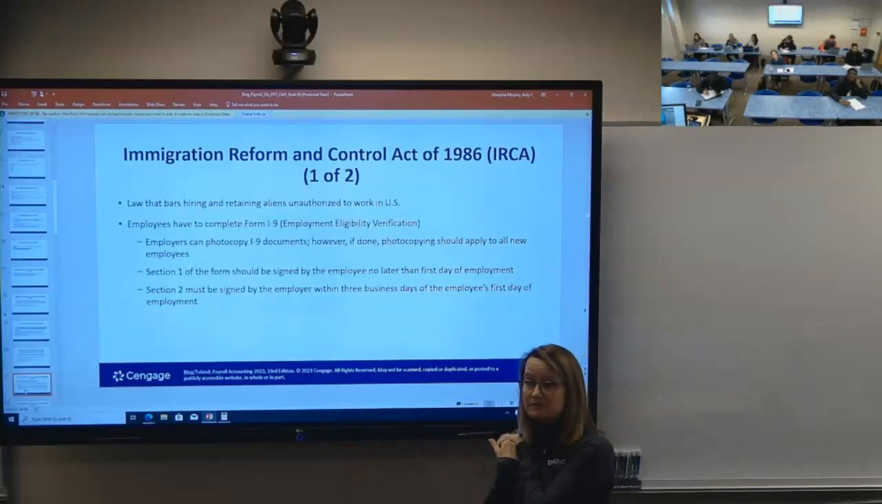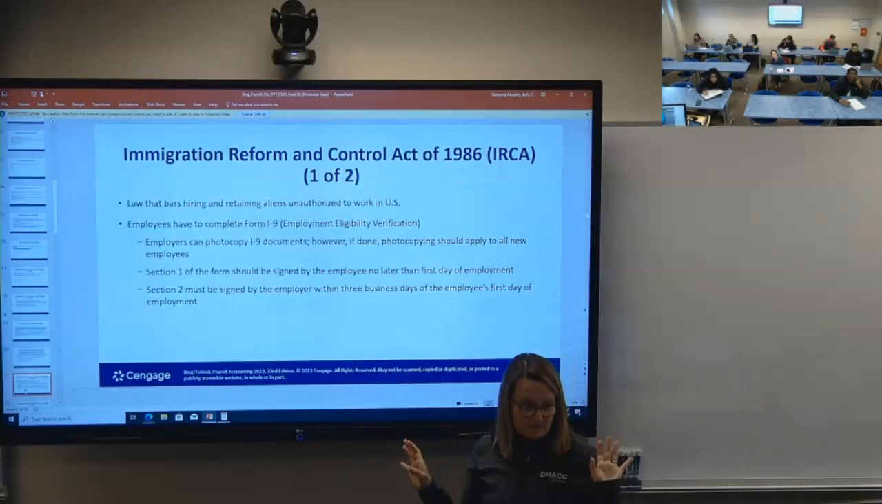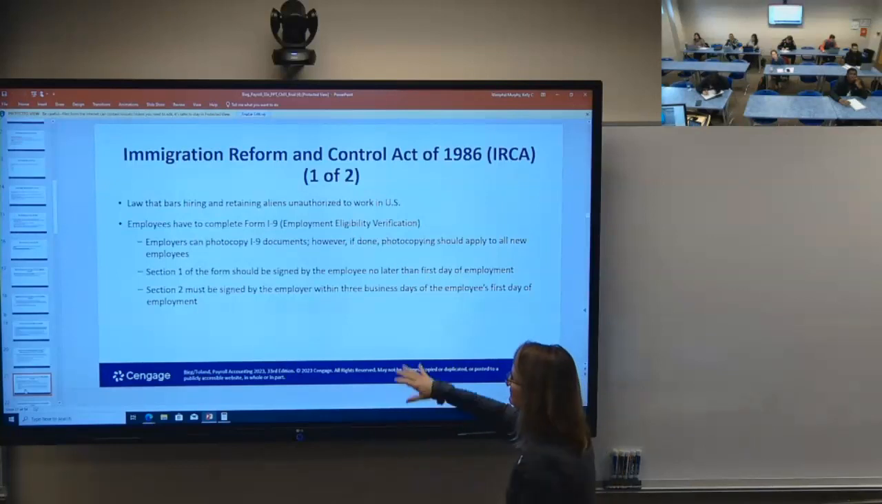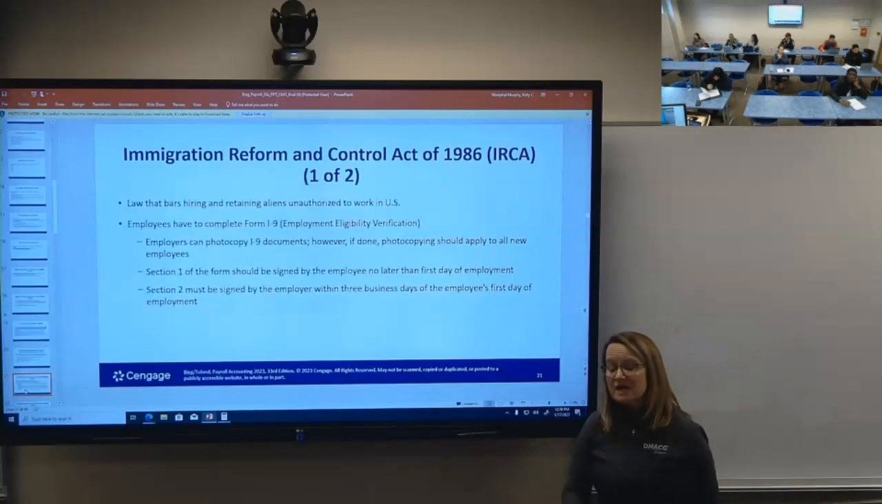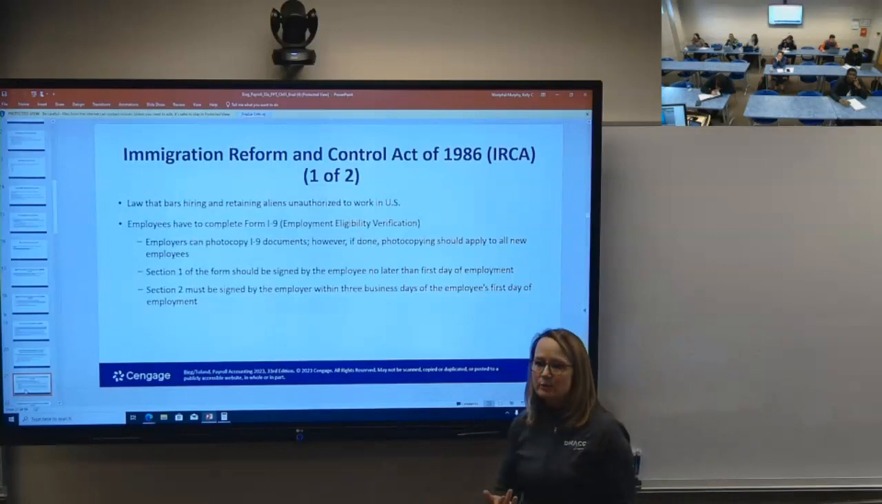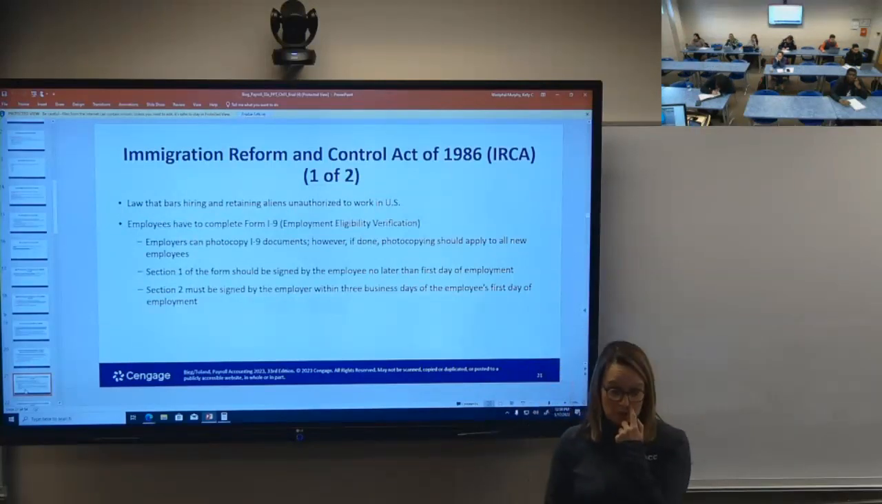Now, these I-9 forms, the employer doesn't send them off anywhere, but they have to keep them on file. They have to make sure that they've got copies of the form as well as copies of the identifying information. The IDs that are required have to do two things.